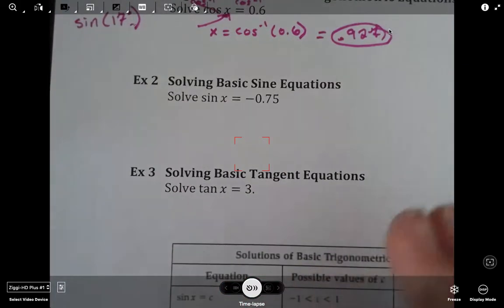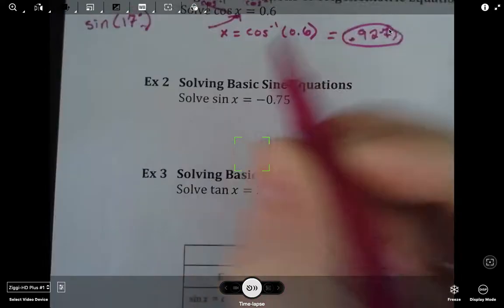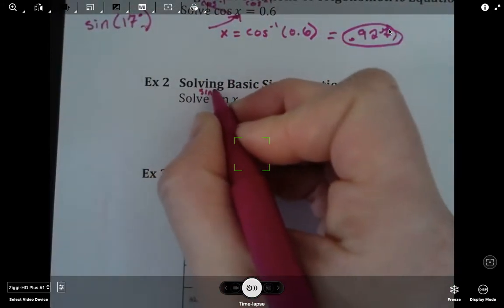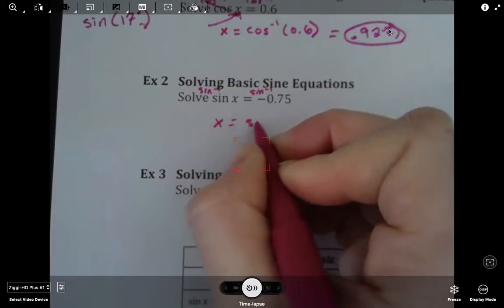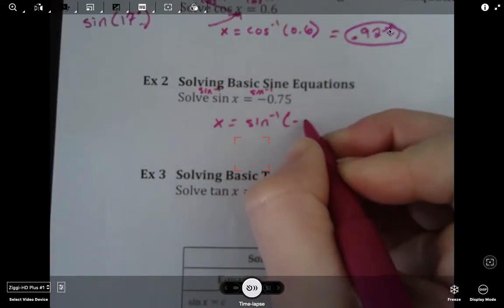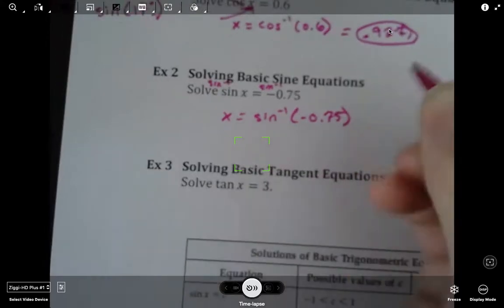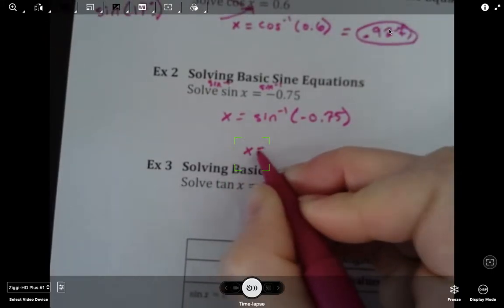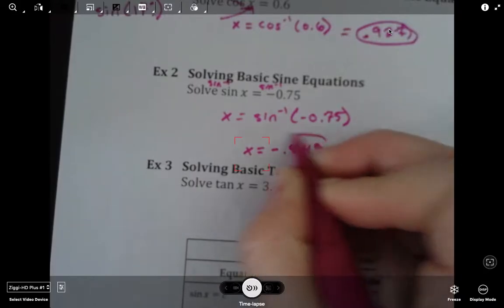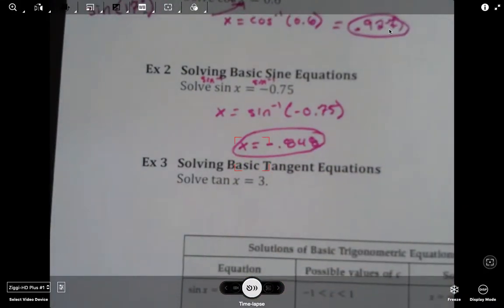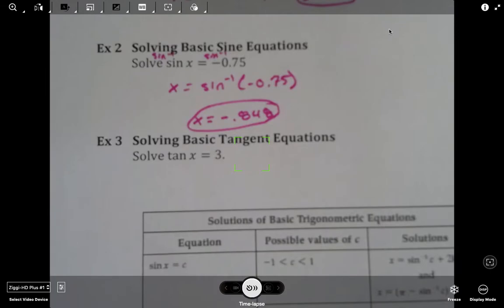So example 2, x is trapped inside of sine. We want to get the sine to go away, so we do inverse sine. So x equals inverse sine of negative 0.75. And when you plug that into your calculator, it is something like negative 0.848. Okay, again, that is the radian solution to that, okay?